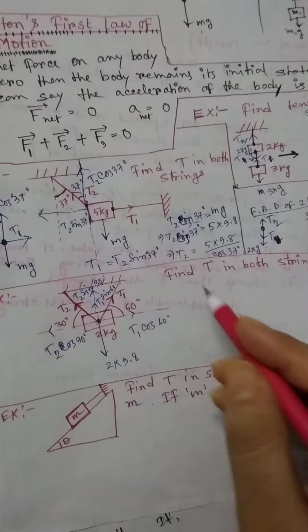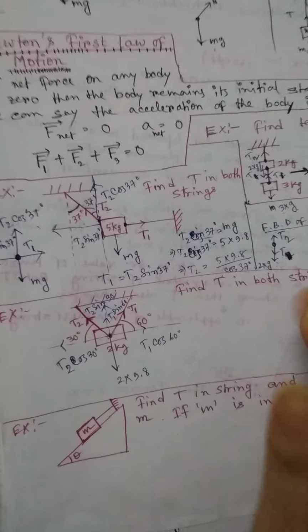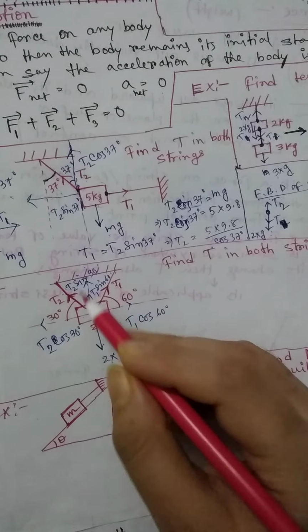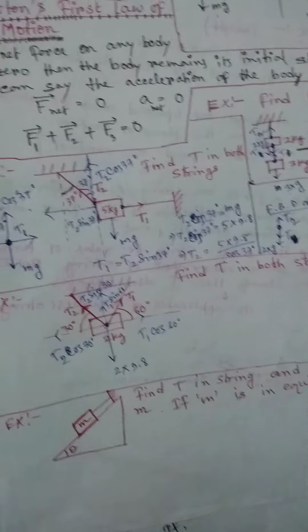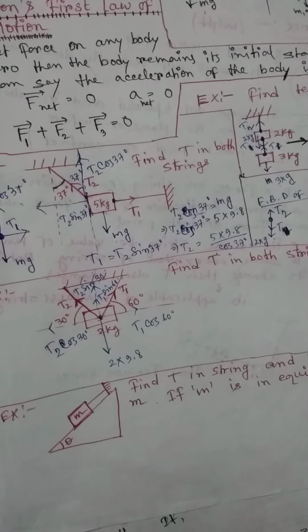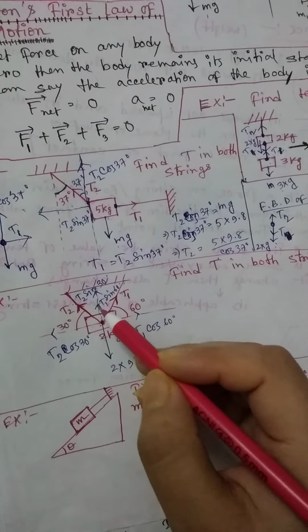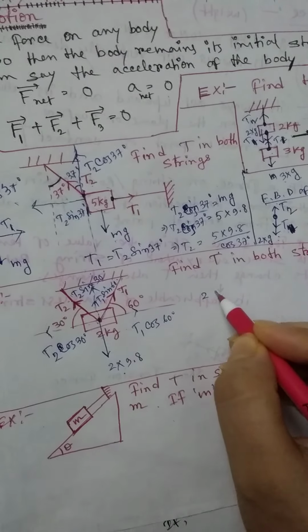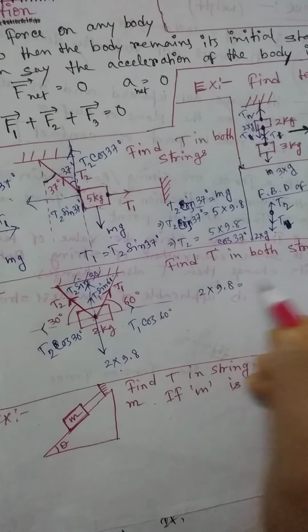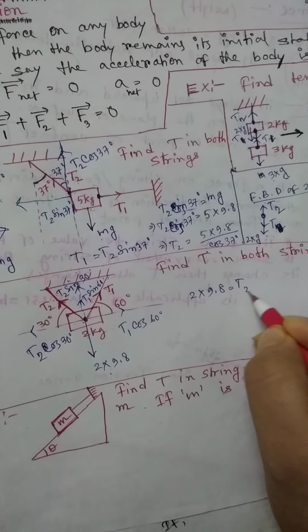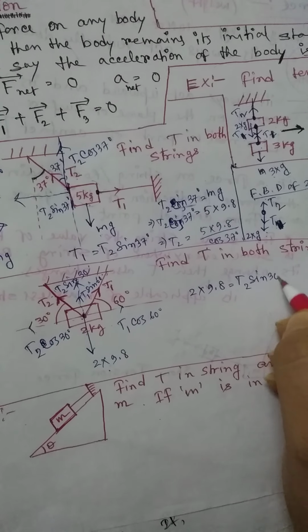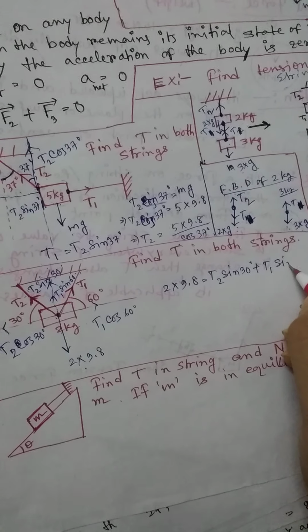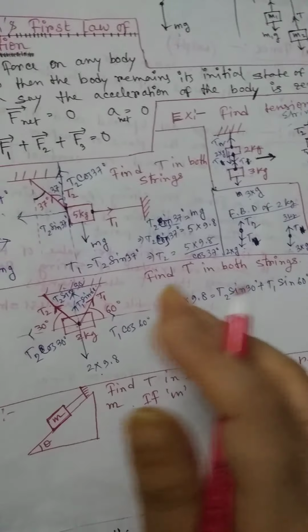Okay, so I am making the equation. One equation is that these two forces are in equilibrium. The body is in equilibrium. Okay, no motion is observed. So these two vertical forces are balanced by this downward force. That means 2 into 9.8 equals T2 sine 30 plus T1 sine 60. This is one equation.